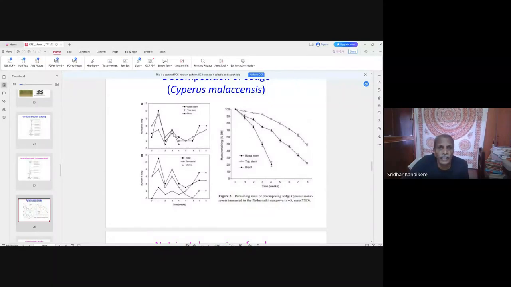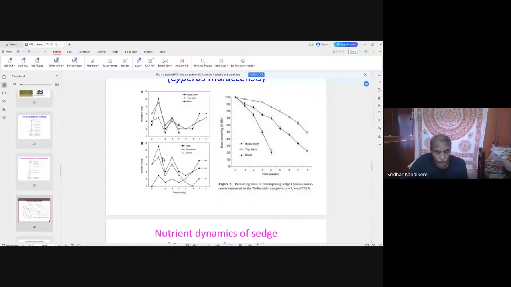When we studied the fungal association, the number of fungi, the basal stem harbors the maximum and the top stem almost similar, whereas the bract has very few because it is truncated here; it is not going to stay for a long time because it is very fragile. The total number of fungi also showed a pattern between 1 week and 8 weeks. See here, first peak, second peak, and third peak with regard to terrestrial fungi.